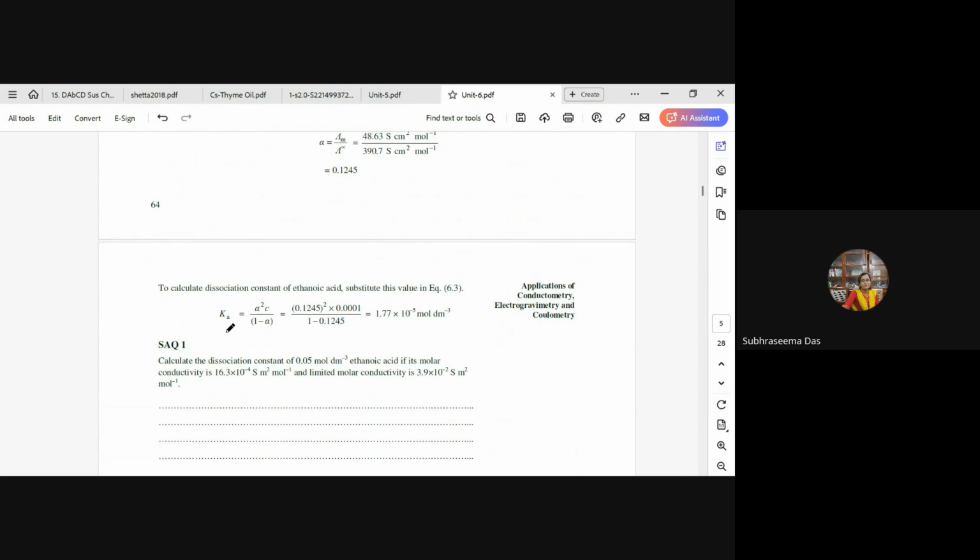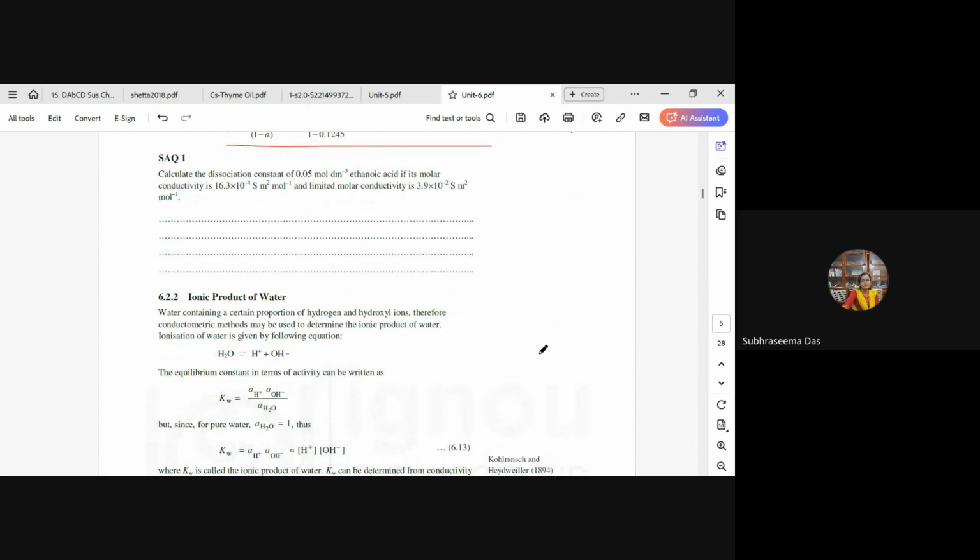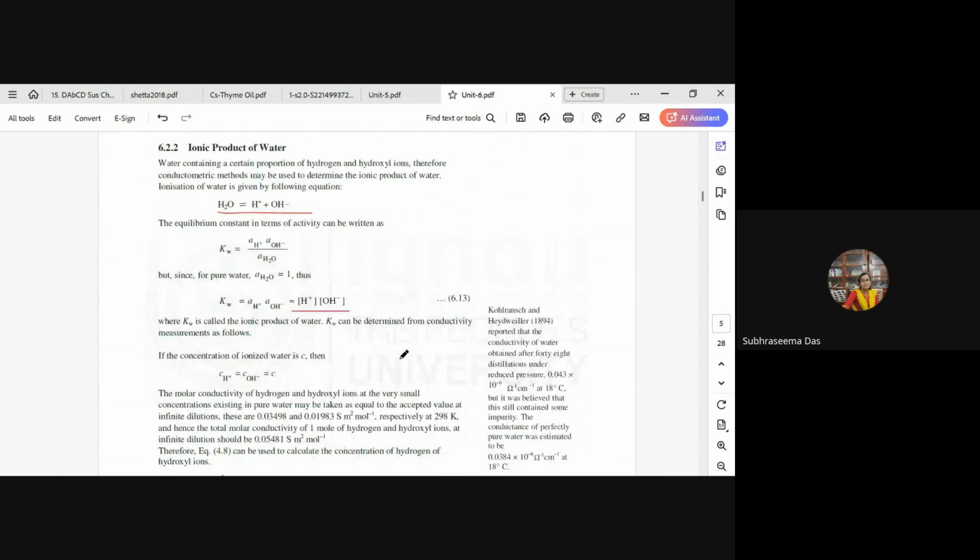This is also an example depicting the calculation of Ka. Now coming to the ionic product of water. We know the ionic product of water is given by the formula Kw is equal to the concentration of H plus and concentration of OH minus. Now we know Kw is called the ionic product. So how can we determine this Kw from conductivity measurements?